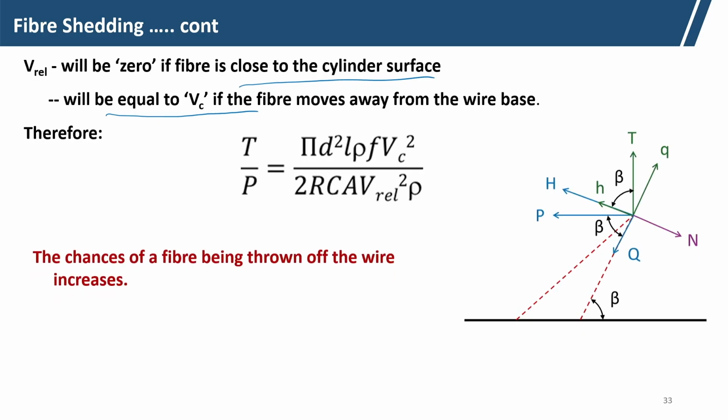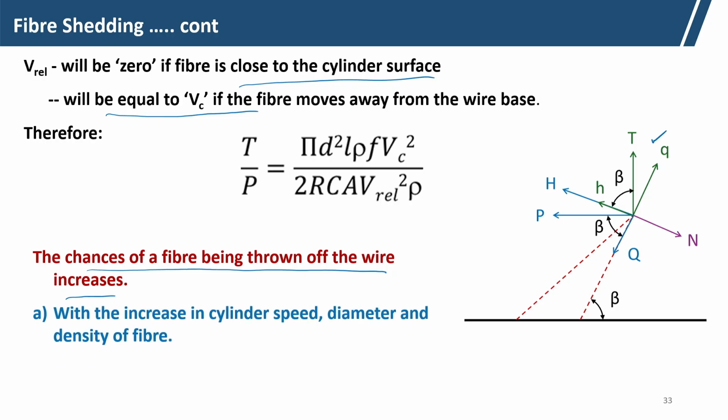and the higher the T by P value, the higher the chances of fiber shedding, of the fiber being thrown off the wear point. It increases with the increase in the numerator value. What are the numerator parameters? With the increase in cylinder speed, the diameter of fiber, and the density of fiber. So, these are the parameters.